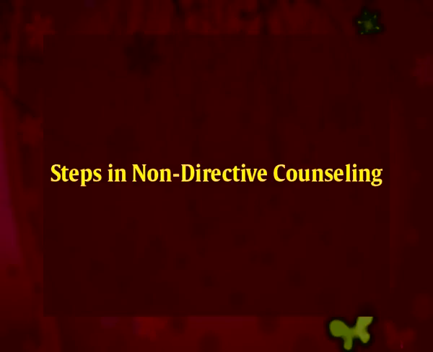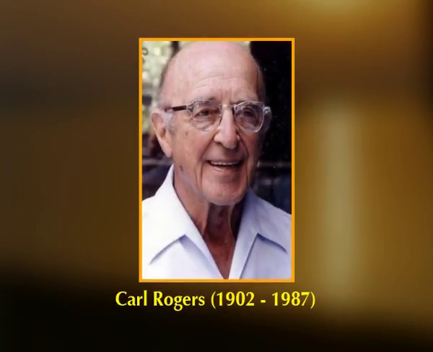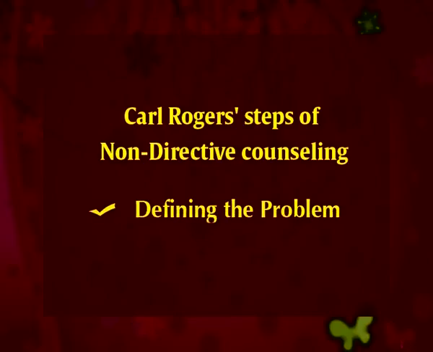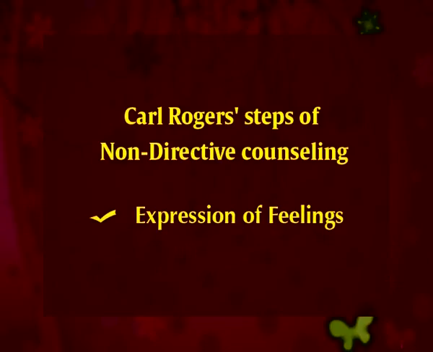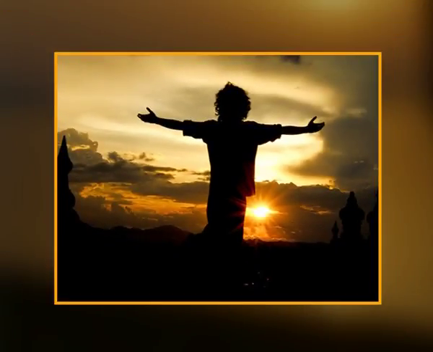Steps in non-directive counseling. Carl Rogers has given the following steps of non-directive counseling. Number one, defining the problem. First of all, the counselor should define the problematic situation. Number two, free expression of feelings. After the first step, the client is made aware of the fact that he can express his feelings freely and the counselor approves this.